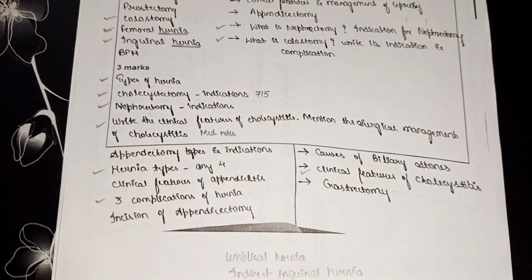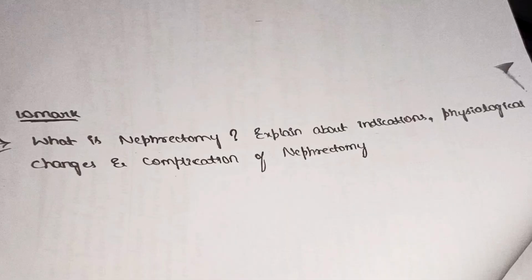And 2 more important questions that are not mentioned here are umbilical hernia, second one, indirect inguinal hernia. It can come for 5 marks. And there is one more important 10-mark question, that is, what is nephrectomy? Explain about its indication, physiological changes, and complications of nephrectomy.